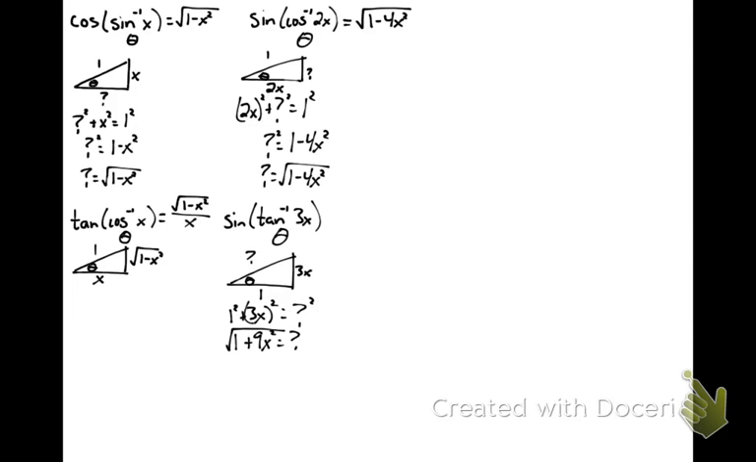Now that I know that, I can make a statement about the sine value, since sine is opposite 3x over hypotenuse, the square root of 1 plus 9x squared. And I'm going to leave it like that. If it bothers you, you can rationalize it yourself, and you rationalize again by multiplying top and bottom by, in this case, the square root of 1 plus 9x squared, if you need to rationalize it.